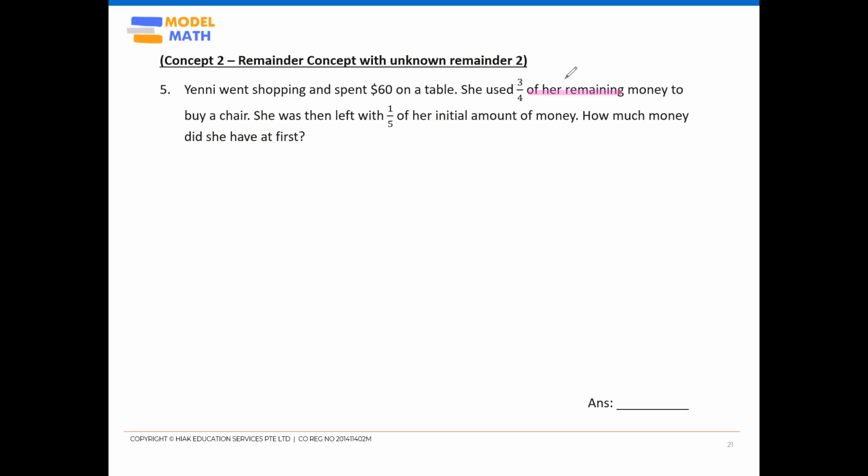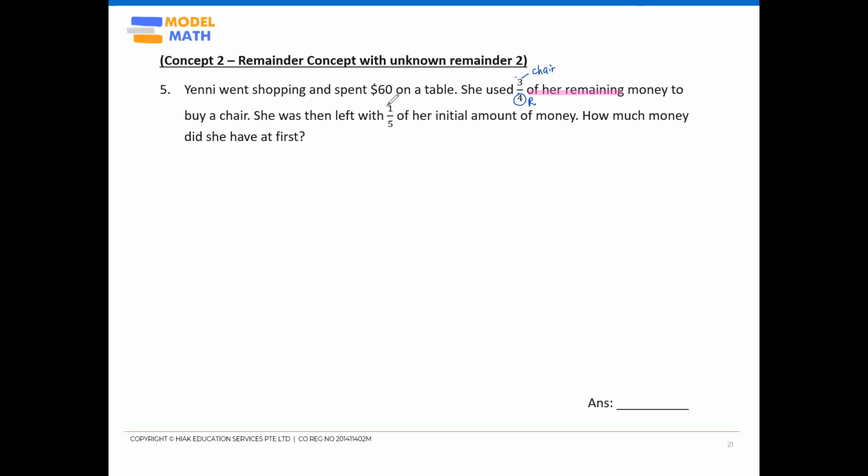She used three-quarter of her remaining money to buy a chair. So of course, the 3 units here refer to the spending on the chair. And what about the 4 units here? The 4 units here refer to the remainder money, not the total money.